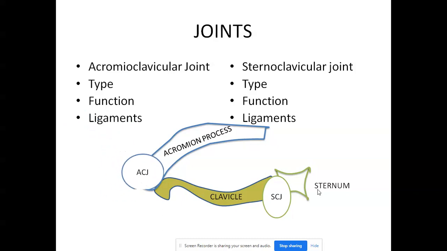Coming to the acromioclavicular joint. The type of joint is a synovial joint. The features are a lax capsule and strong ligament support. The acromion is flat or slightly convex, whereas the clavicle is flat or slightly concave. The ligaments of the acromioclavicular joint are the acromioclavicular ligament, coracoclavicular ligament, and coracoacromial ligament.